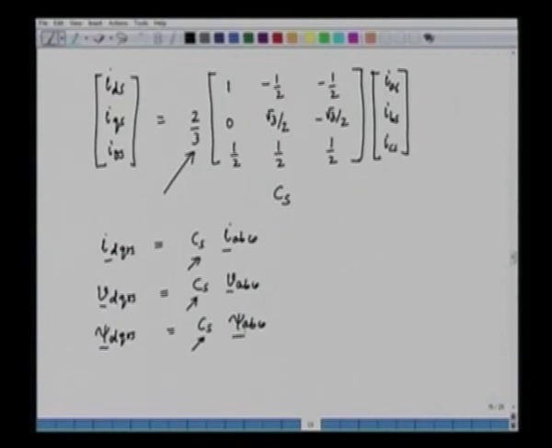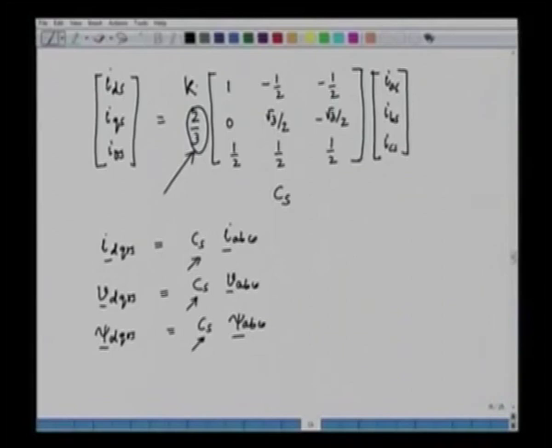So, these are all vectors: the flux linkage, the voltage and the currents are all vectors. We are using the transformation matrix, that is CS, to transform the current, voltage and flux linkage into that of the DQ machine. And since we are talking about per phase power invariance, per phase variables should not change. It means per phase impedance should be the same, per phase current should be the same, per phase voltage should be the same, and per phase flux linkage of the 3-phase machine is the same as the per phase flux linkage of the DQ machine.